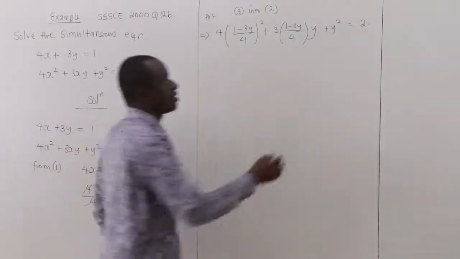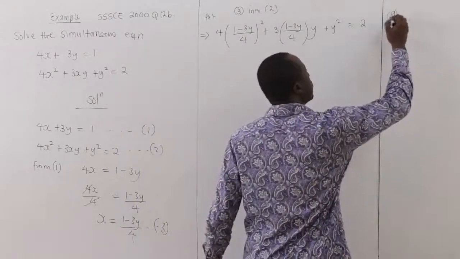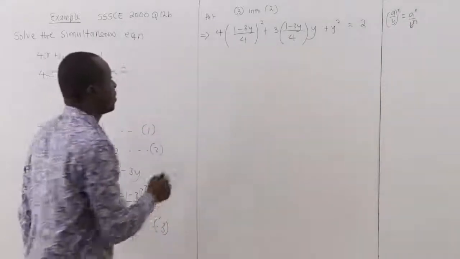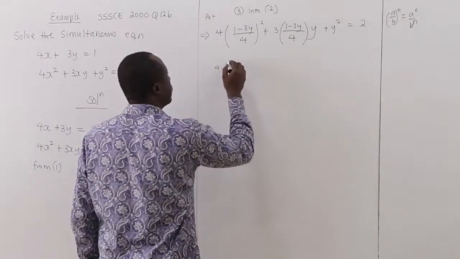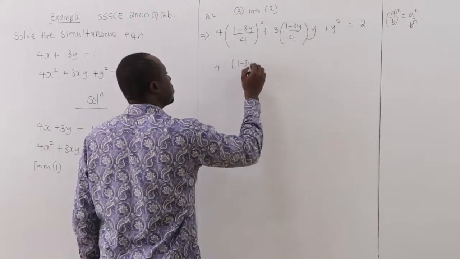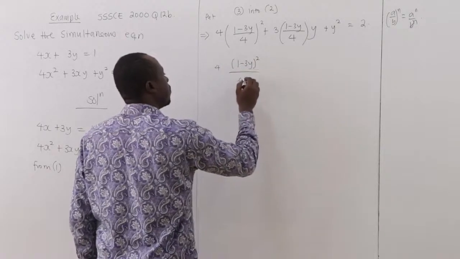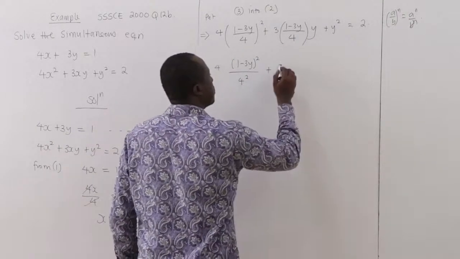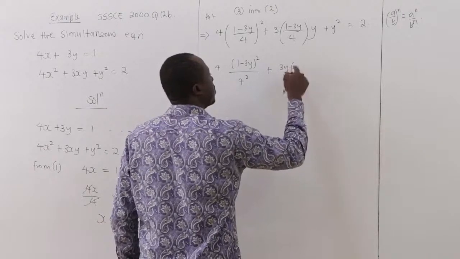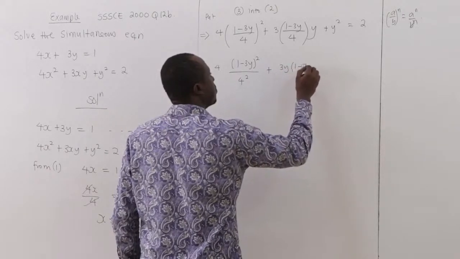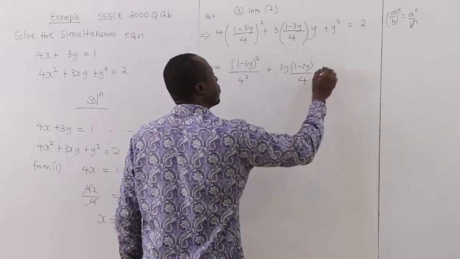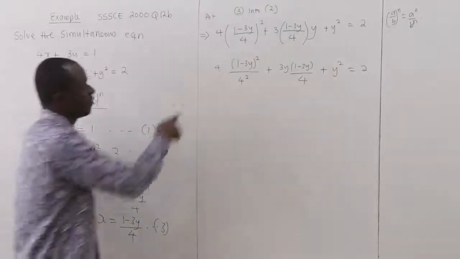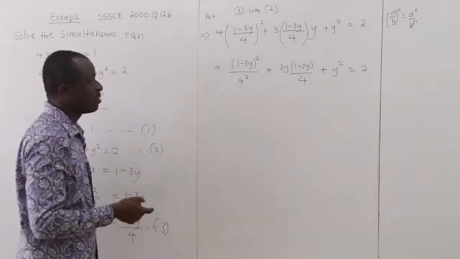Now, we know from indices, if you have a over b all to the power n, this is a to the n over b to the n. So we apply this over there. We have 4 times (1 minus 3y) all squared, all over 4 squared, plus 3y times (1 minus 3y) over 4, plus y squared equal to 2. Now what can we see? 4 will cancel one of these, and these bases are the same, so you can subtract.